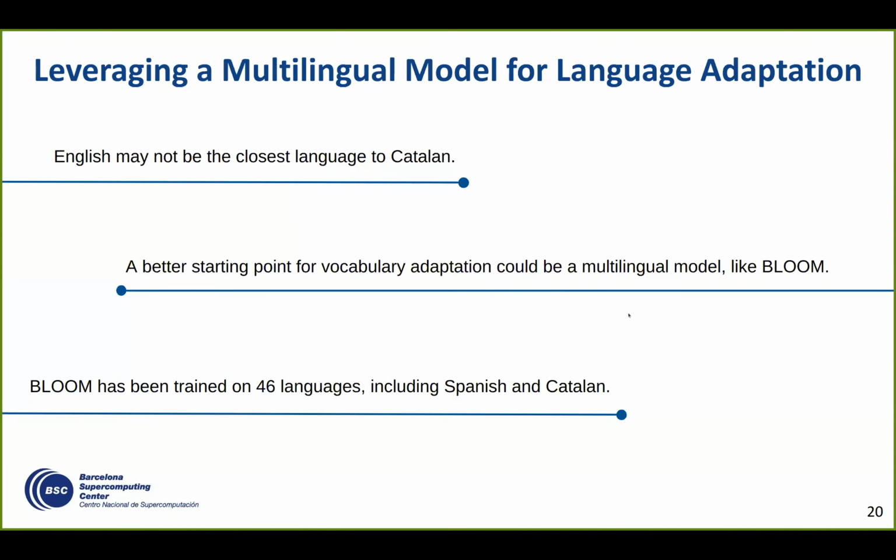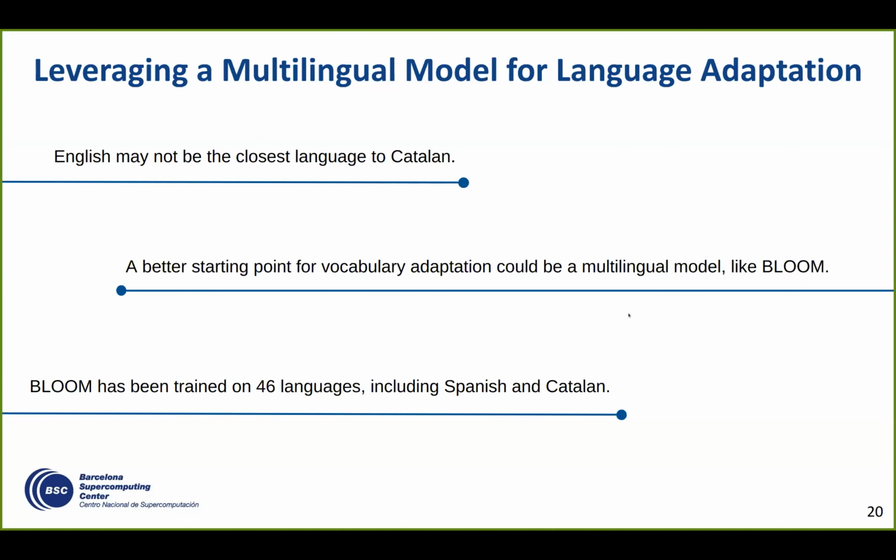Now we more or less know that vocabulary adaptation seems the best strategy, but it's quite clear that English is not the closest language to Catalan. So departing from English, it's not only that the model has only English knowledge, but also that the amount of matching tokens, so the reused embeddings, is much less than if we could start from other places. So that's the question. Could there be a better starting point?